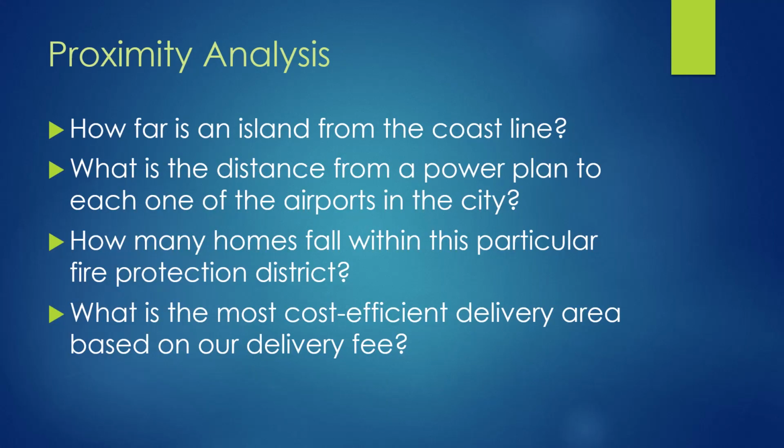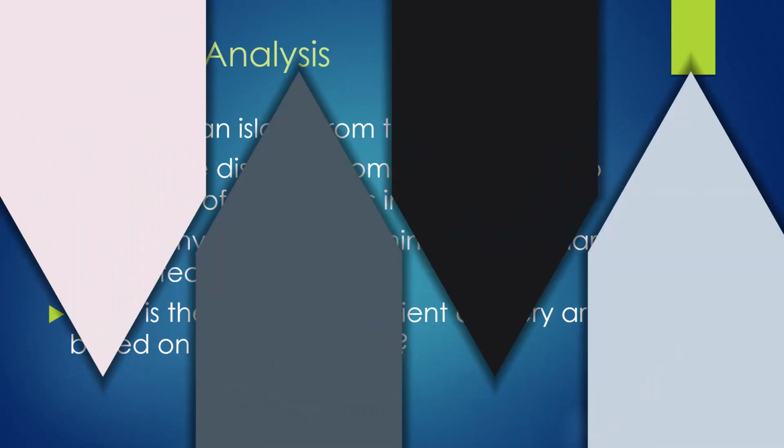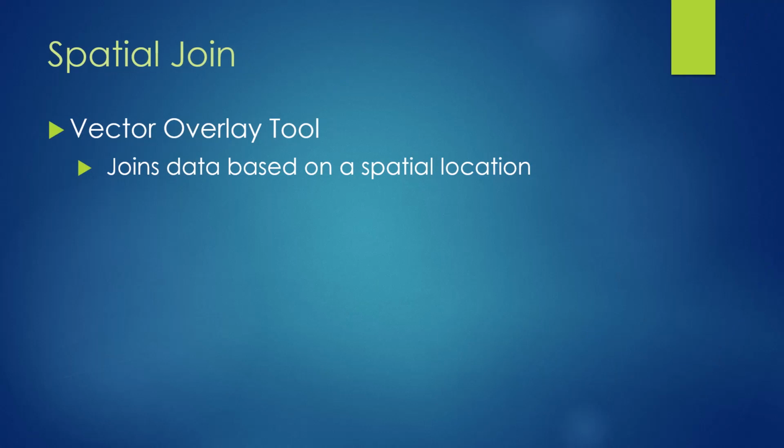So in combination with overlay tools, the tools found in the proximity analysis toolbox make up the majority of the tools that GIS technicians use per project. These questions, such as how far is an island from the coastline, or what is the distance from a power plant to all airports in a city, are just a few examples where you can apply these tools.